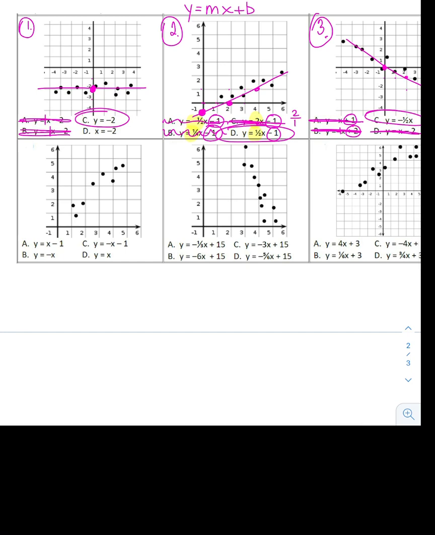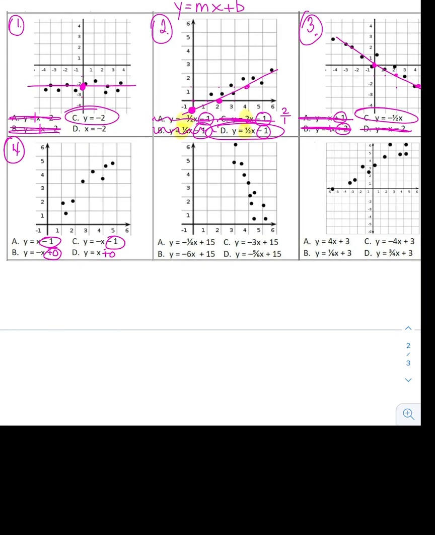Okay, so now take a look at number 4. Remember, guys, all I'm doing is testing my B, my y-intercept, and my M, my slope. So let's find our B's first. So I've got a negative 1, a plus 0, a negative 1, and another plus 0. Before I even go on, I can already tell 2 of these are not going to be choices. See how these dots appear to go up? I have 2 with negative slopes. B and C have negative slopes.